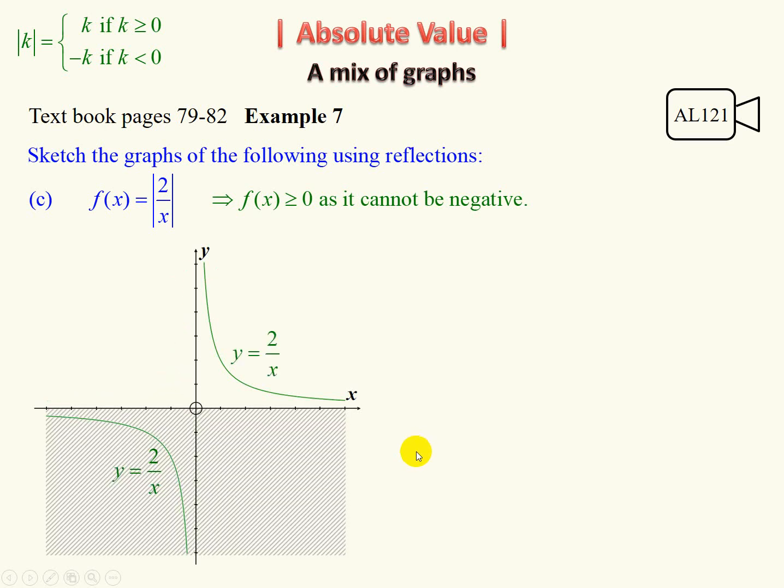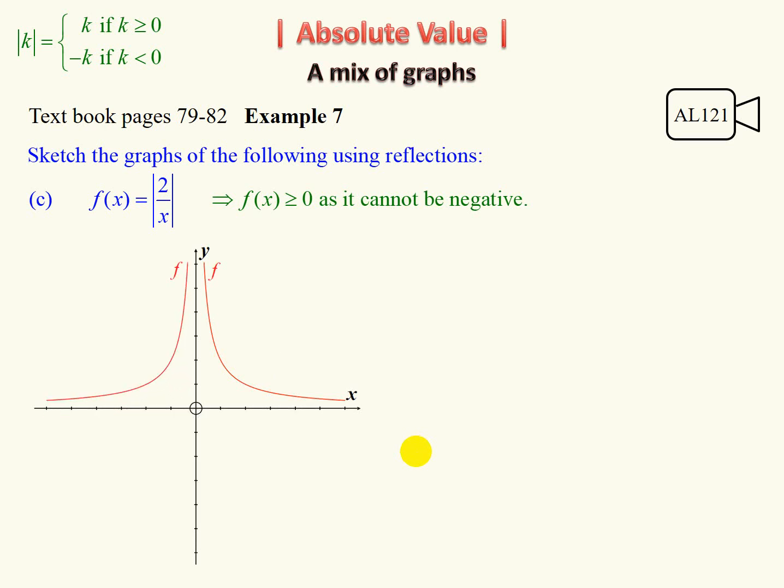Let's go back a step. There we are. From there, that's going to reflect up. And there we now have our graph of f of x equals absolute value of 2 over x.